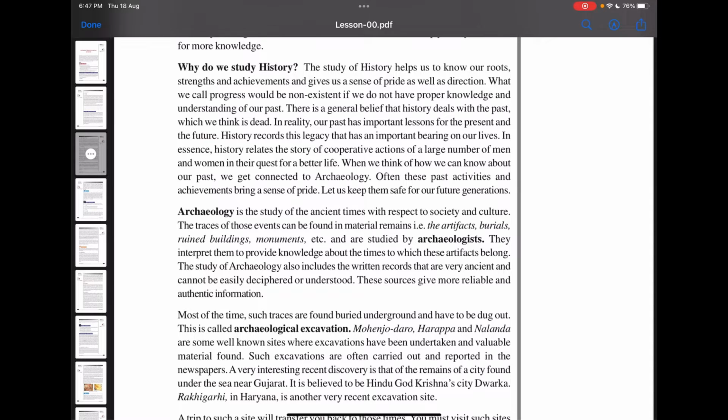In essence, history relates the story of cooperative action of a large number of men and women in their quest for a better life. When we think of how we can know about our past, we get connected to archaeology. Often, these past activities and achievements bring a sense of pride. Let us keep them safe for our future generations.